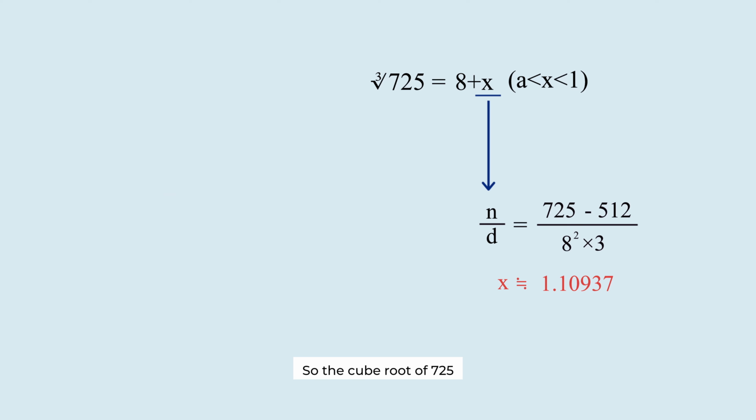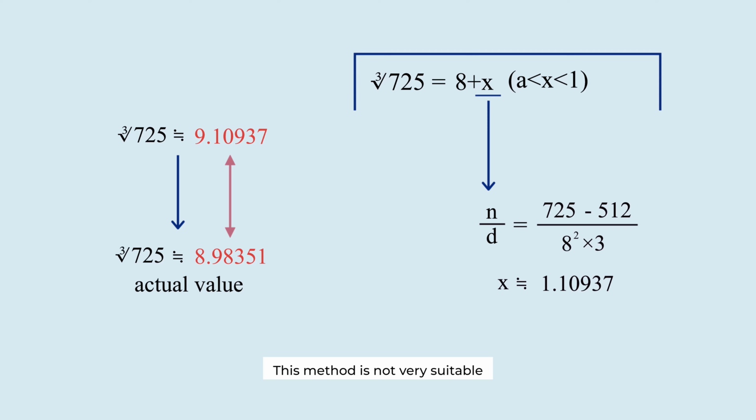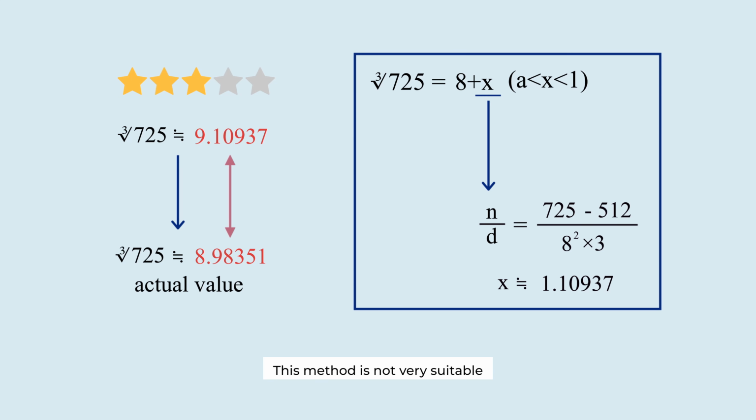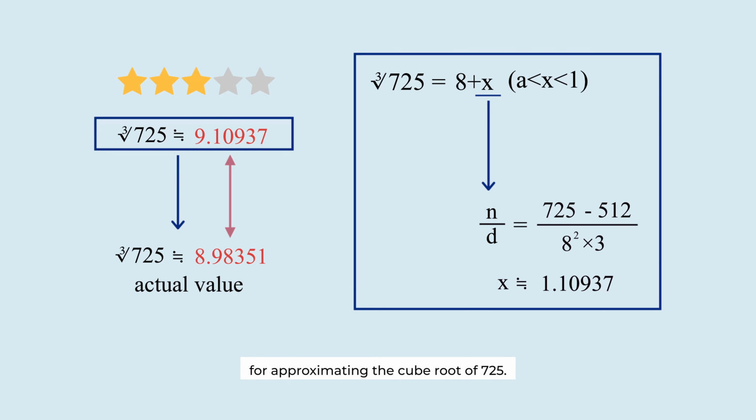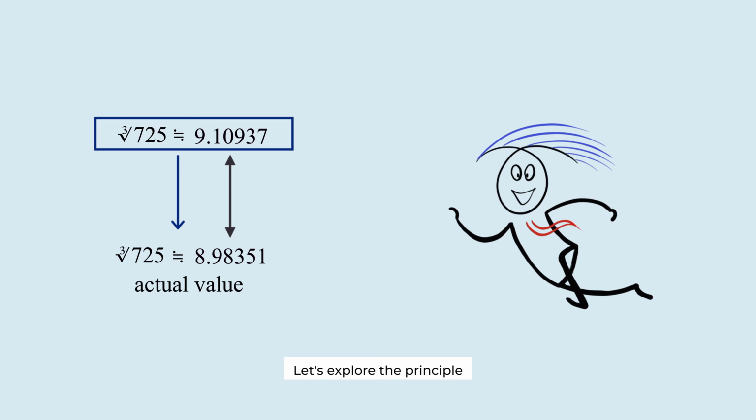1.10937. So the cube root of 725 is approximately 9.10937. What's the actual value? It's about 8.98351. There's a noticeable error. This method is not very suitable for approximating the cube root of 725. We need to find a more accurate method to reduce the error. To do that, let's explore the principle behind this method.